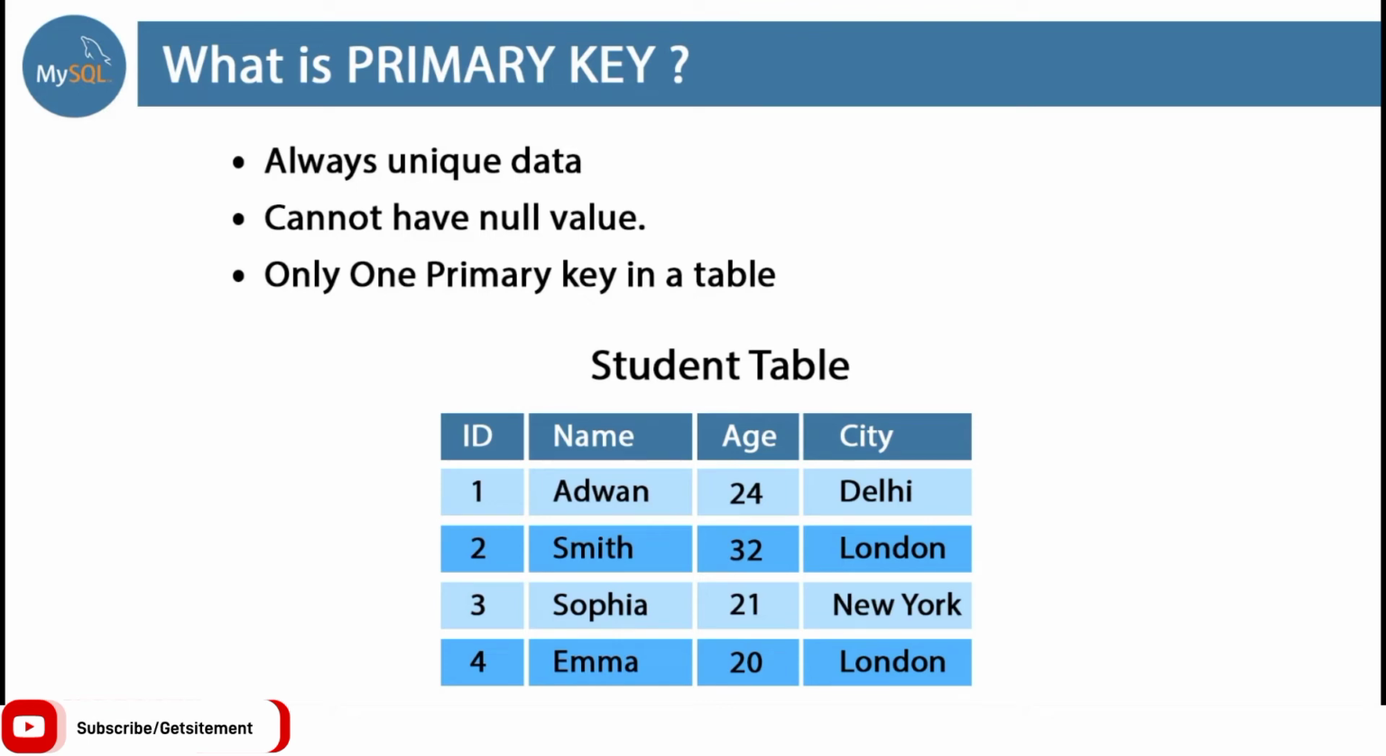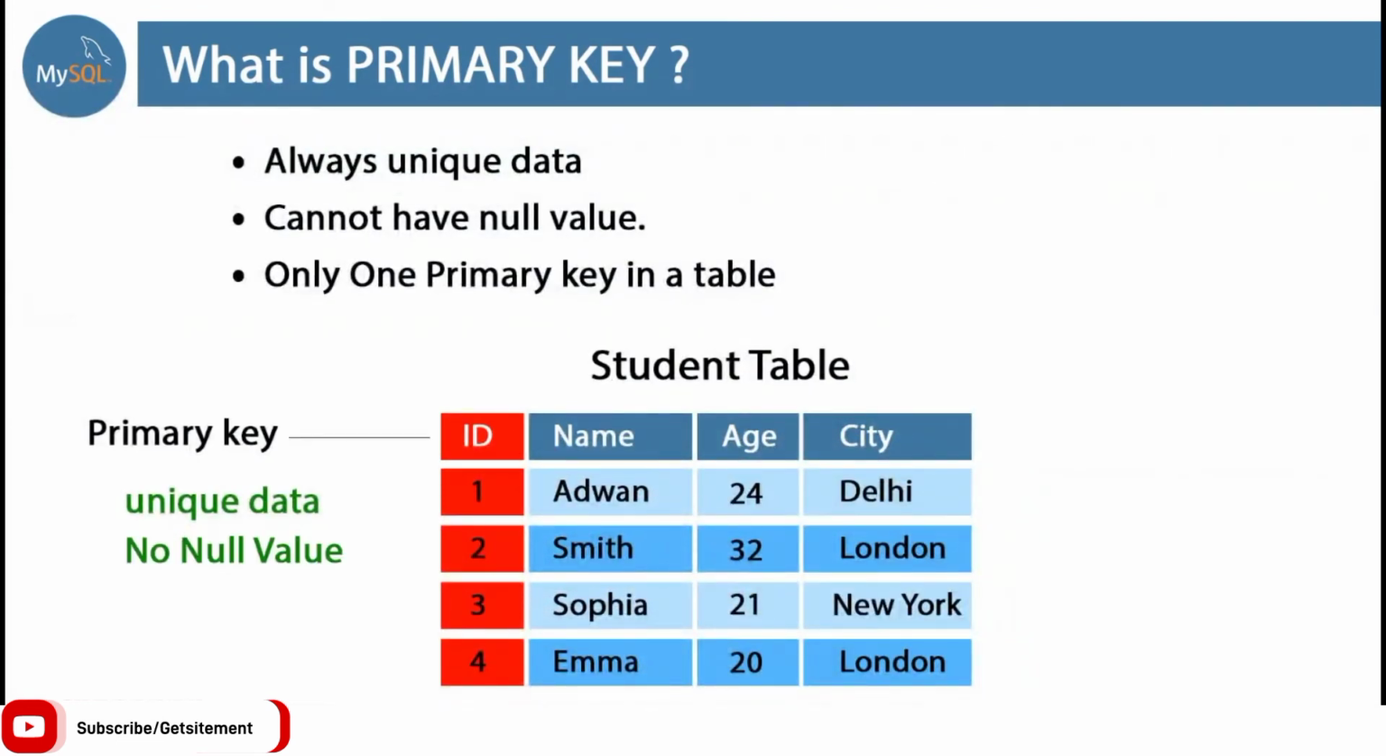And you can see a column named ID. Here we can set a primary key because all of the 3 conditions are satisfied with this column. All the data in this column are unique. And our second condition is we cannot store null values in this column because when we add a new student in this table, we always give a new ID.